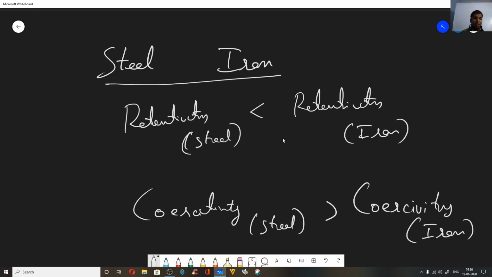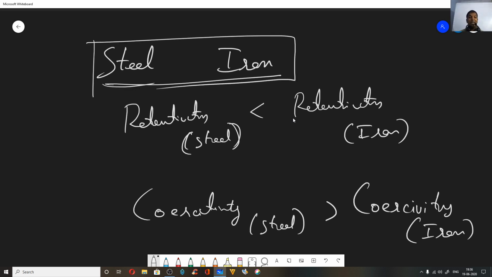See, retentivity doesn't matter that much. If there is some finite value of retentivity, obviously you can use it as a permanent magnet for small applications where you need less magnetic field strength. So the retentivity of steel being less than that of iron is not a problem. But what is the best choice among steel and iron for manufacturing permanent magnets? We'll always go for steel. The reason is the retentivity of steel may be less than that of iron, but some magnetization is still present in steel even after you remove it from the solenoid.